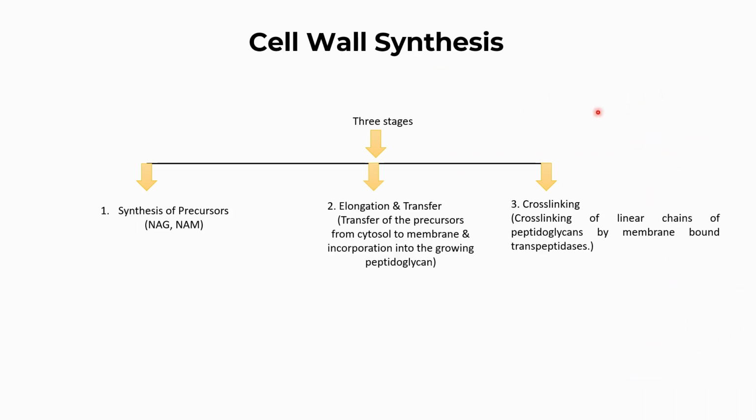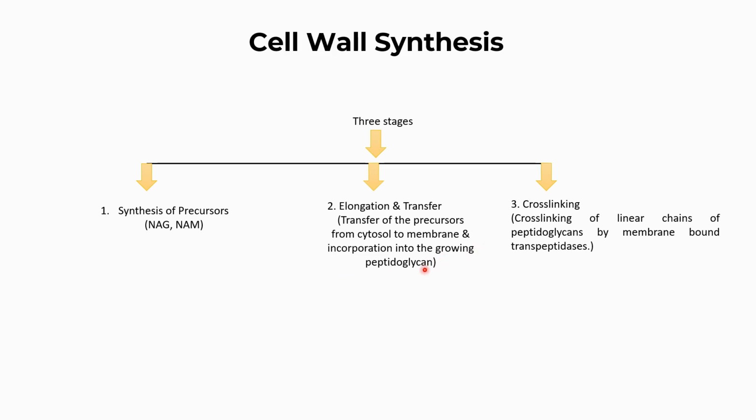If we talk about cell wall synthesis, we discuss the synthesis of the bacterial cell wall. It generally occurs in three distinct stages. The first stage is the synthesis of precursors, or the cytoplasmic stage. In this stage, precursors such as N-acetylglucosamine (NAG) and N-acetylmuramic acid (NAM) are synthesized in the cytoplasm. These molecules are the building blocks of the peptidoglycan layer. This stage is critical for preparing the necessary components for the next step in cell wall formation.